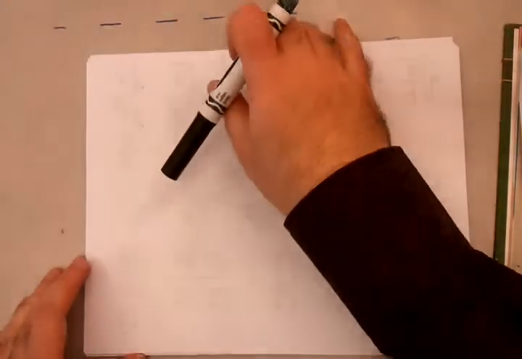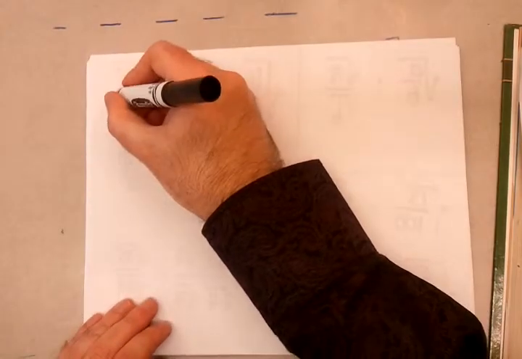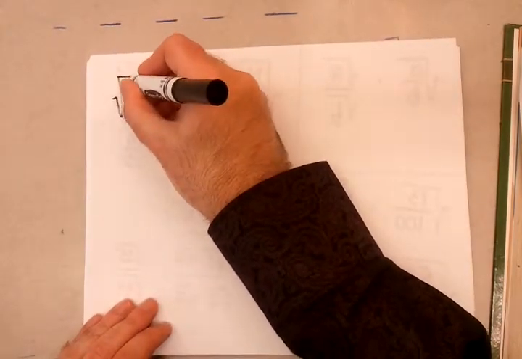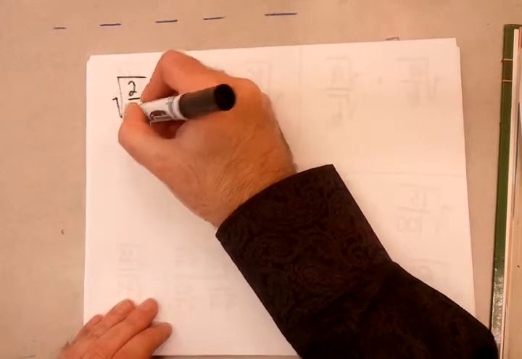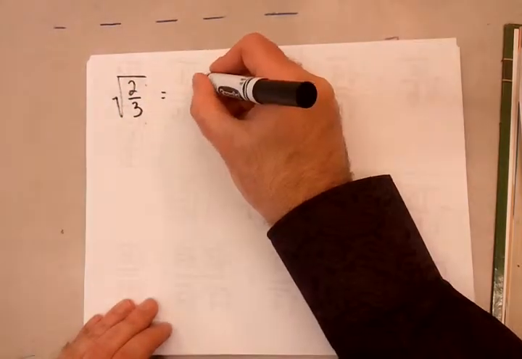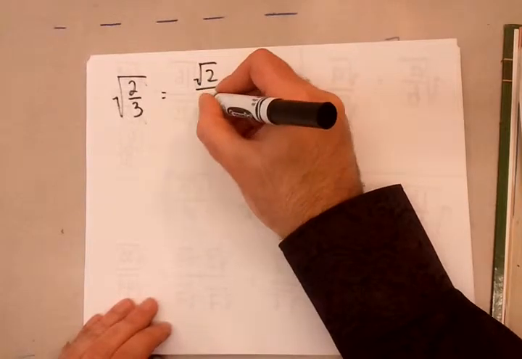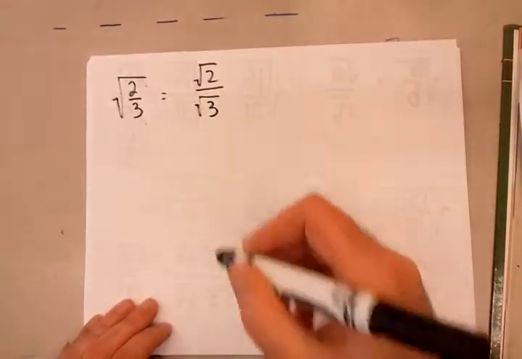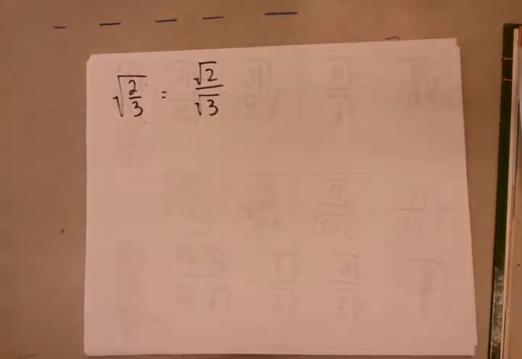Let's do square root of 2 over 3. Again, first step is break them up into separate roots because we don't like fractions underneath the square root. Once we do this though, we get a root in the denominator. Can't have roots in the denominator.